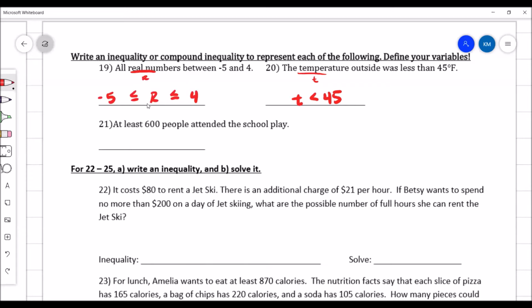And then 21 says at least 600 people attended the play. I'm going to use P for the people who attended. So P, at least 600 people. So if I have 600 as my limit, I'm saying that this number has to be greater than or equal to 600.